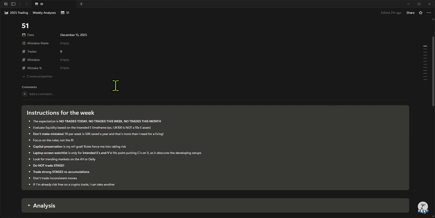Anyway, evaluate liquidity based on intended entry time frame. Yeah, I remember the problem here was that if I went too low, I would be like, okay, this is illiquid. Honestly, it does not matter. If the 10-second looks illiquid, but my entry is on the 1 minute, who cares? Doesn't matter. Anyway, don't make mistakes.